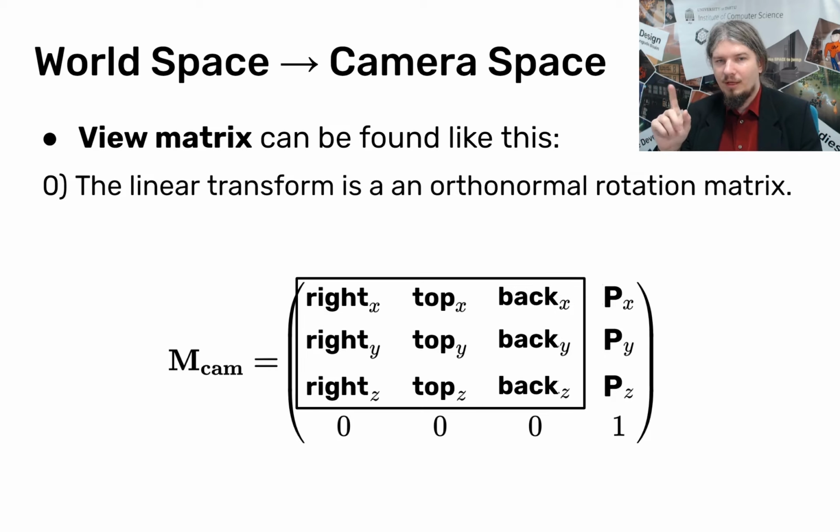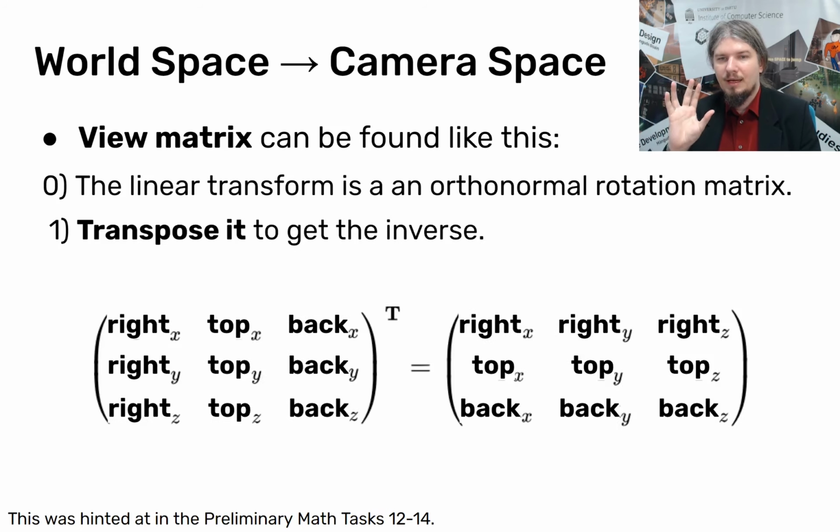So first of all, because this is an orthonormal rotation matrix, this linear transformation part is a pure rotation matrix, so we can just transpose it to get the inverse. This was also hinted at in the preliminary math tasks 12 to 14. So for an orthonormal matrix, the inverse is just its transpose. The transformed basis vectors, the basis vectors of the camera, become rows in this linear transformation part.